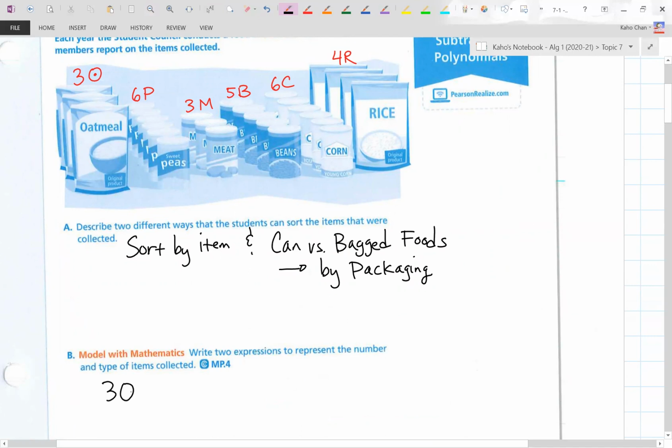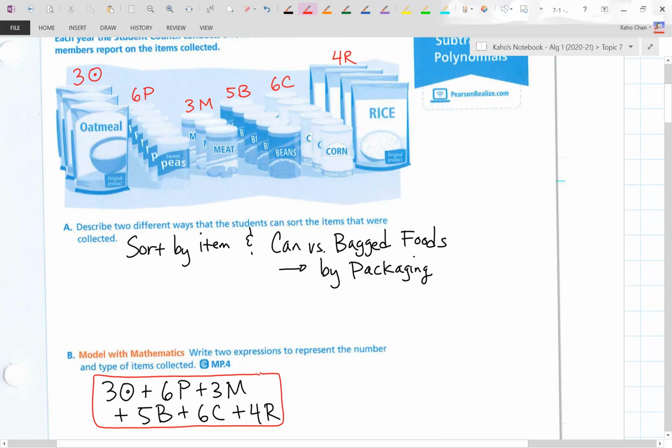3 bags of oatmeal plus 6 cans of peas plus 3 cans of meats plus 5 cans of beans plus 6 cans of corn plus 4 bags of rice. There we go, that works. At least all the variables are different from each other. We need another expression. Maybe perhaps we can look at cans versus bag food.